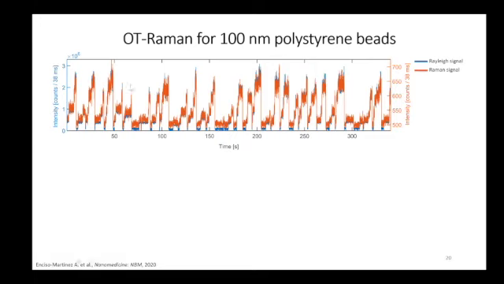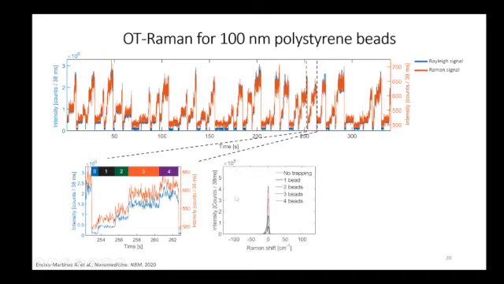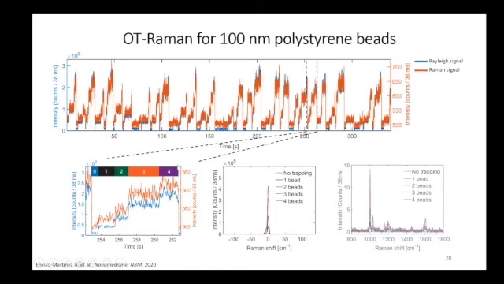So the first thing to do was to try to see if it works with a monodispersed sample that is well characterized, such as polystyrene beads. So we tried polystyrene beads of 100 nanometers in this case, and we see here the time trace, the Rayleigh and Raman, and we see clear steps every time a single particle enters. If we zoom in, we can see the moment when we have only a single bead or two, and so on. And then we can get the Rayleigh scattering signal for each of these moments.